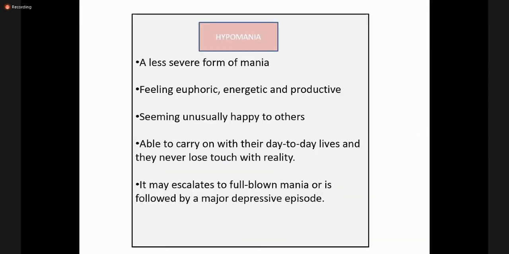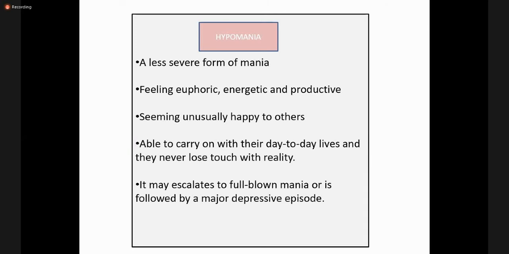Where we have mania, we have hypomania, which is a less severe form of mania. Now, I need to explain to you that where mania can have psychotic symptoms, since hypomania is a less severe form of mania, it does not have psychotic symptoms. That's how the two are differentiated.